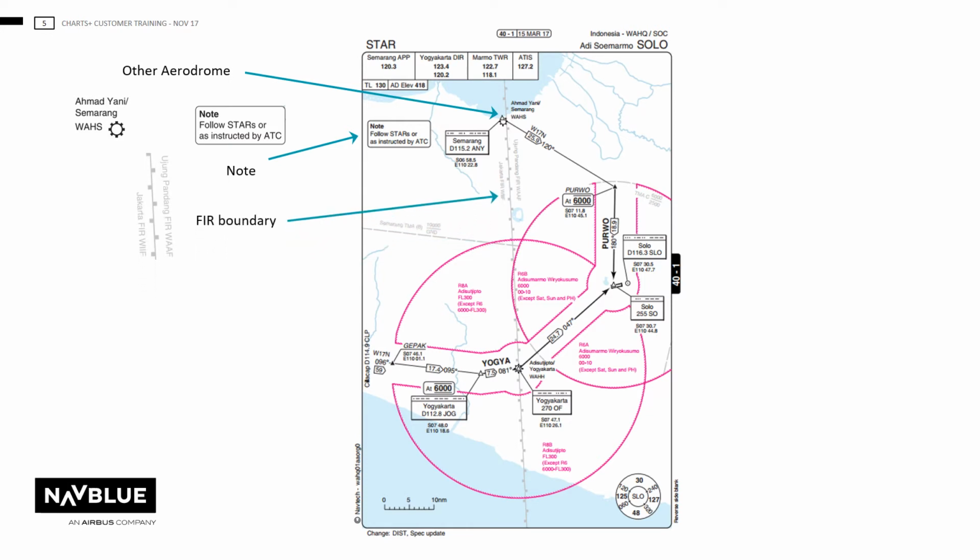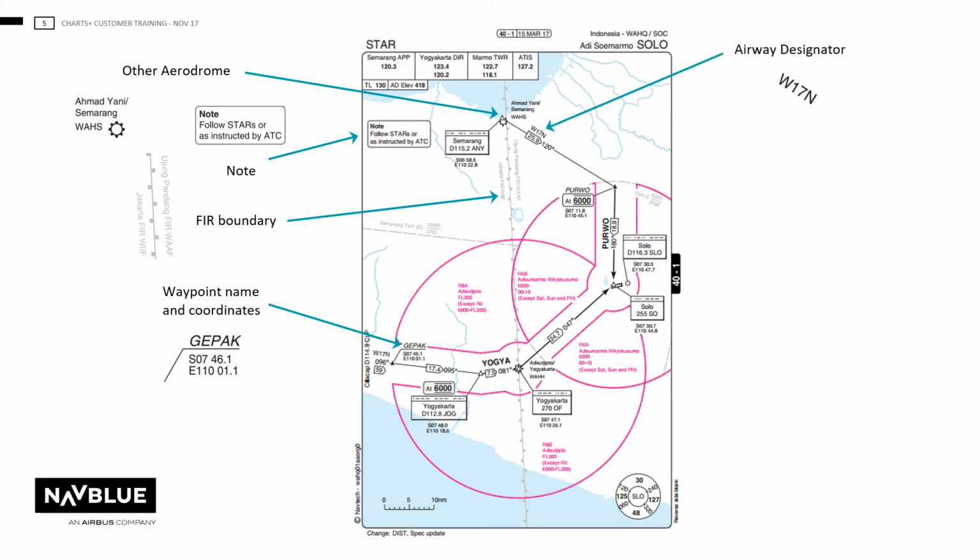The FIR boundary with the four-letter ICAO codes. Coordinates for each waypoint will be present on star charts. The airway designator when required to clarify when an airway joins a star or arrival route. The star designator to be shown along a segment of that procedure.